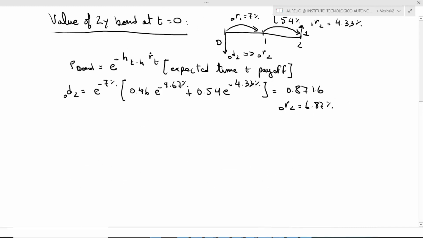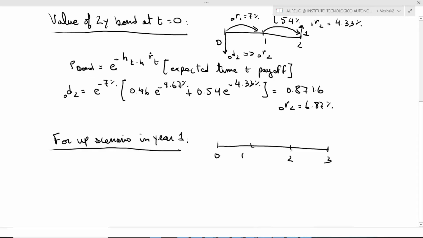Now let's compute the same value of a 2-year bond, but now we're going to do it for the up scenario in year 1. So in this case, the graph is going to look as follows. Since we're standing in year 1, we're only interested in whatever happens between year 1 and 3. So here the discount rate would be 9.67%. And from year 2 to 3, we're going to have 2 rates. The first one is with probability of 35%, we can have a rate of 12.34%. And with probability of 65%, we're going to have a rate of 7%. So then we go and compute 1D3. This would be the value of a 2-year bond in year 1.